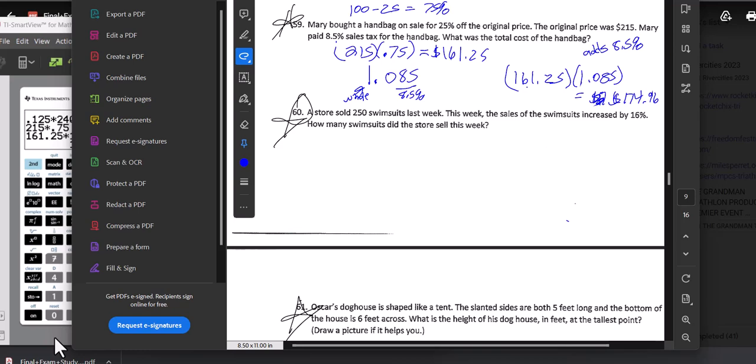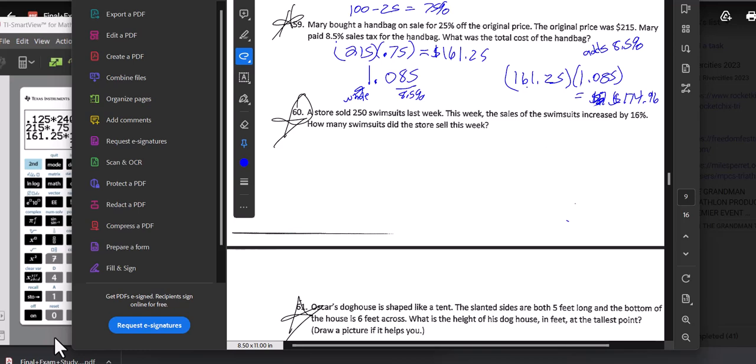You could, if you wanted to, and for both of these, you could find 25% and then subtract it. And you could find 8.5% and then add it. This just turns it into a one-step problem. Well, it's 2 steps because we have to discount and then add tax. But that just takes it all into account.